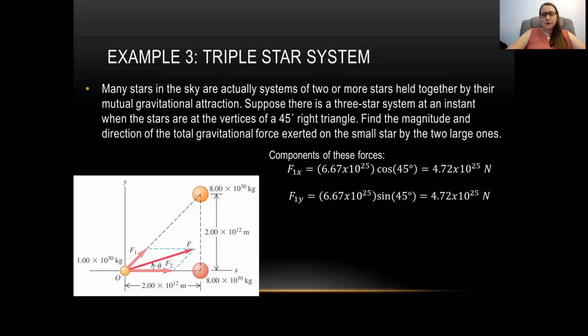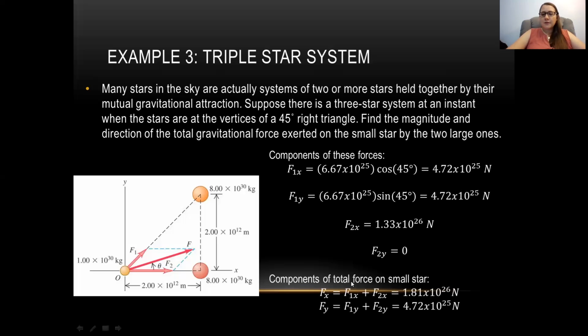The y component of that force, remember we'll use the sine in this case because this is the side of the triangle that's opposite to our angle. So that's our force that we found times the sine of 45 degrees. 45 degrees is a great angle because that means we'll get the same result for x and y components. This second star, this red star, only has an x component to its force. Right, so that was the same value that we found before. It does not have a y component.